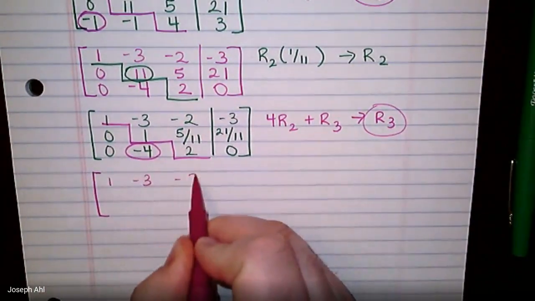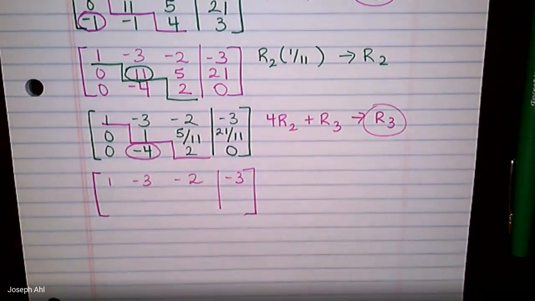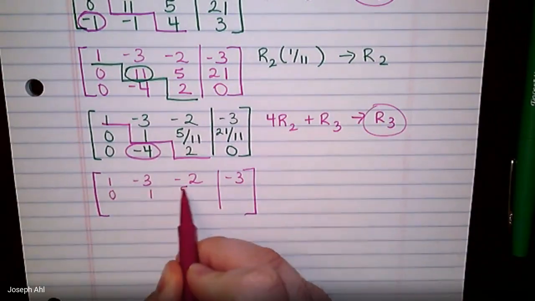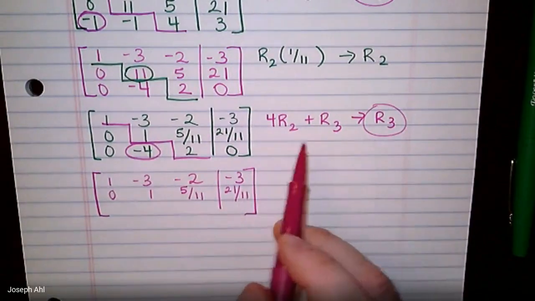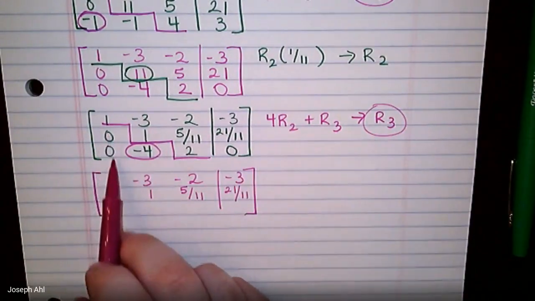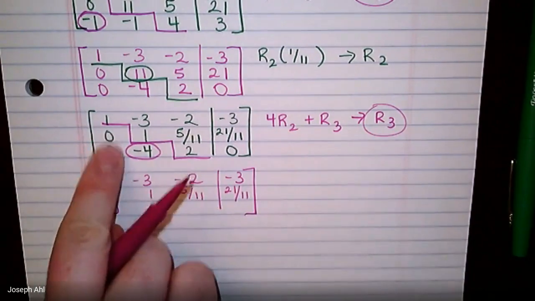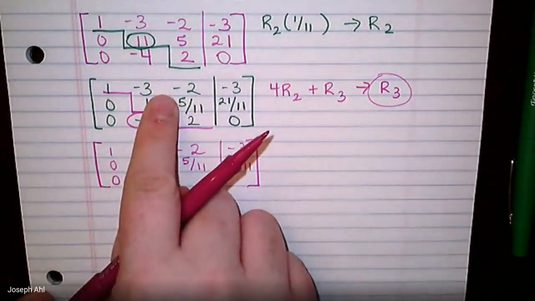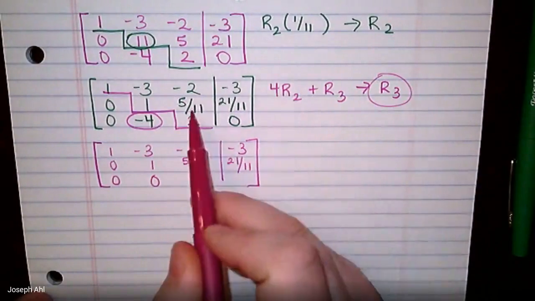Okay, so recopy row 1, nothing's happening there. And then row 2 is not changing in this process. We get 0, 1, 5/11ths, and 21/11ths. And then we got to do 4 times row 2, and then add it to row 3. So this is still going to stay 0, right? 4 times 0 is 0, plus 0. That's good. I didn't want that to change. 4 times 1 is 4, plus -4, 0. Perfect.